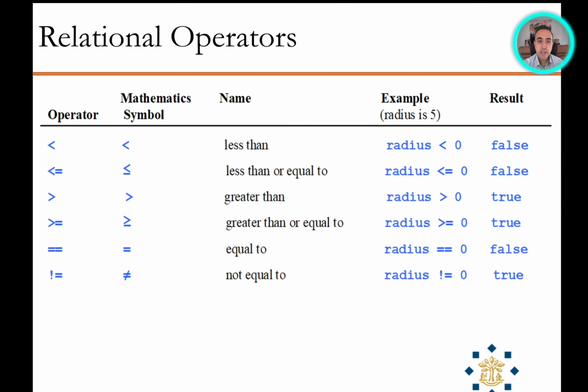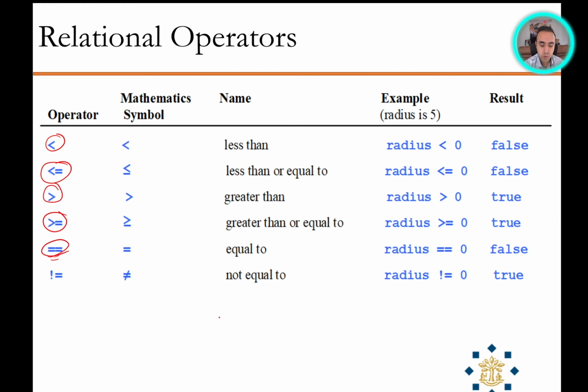We have 6 comparison relational operators. Just like in math, we have less than or equal to, so you write smaller and equal sign. Greater than or equal to. And double equal sign. This is important because usually what we have in mathematics is just an equal sign, right? But in computer language, we have a double equal sign.